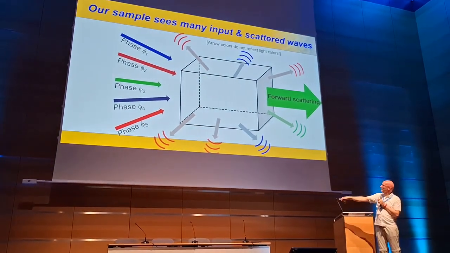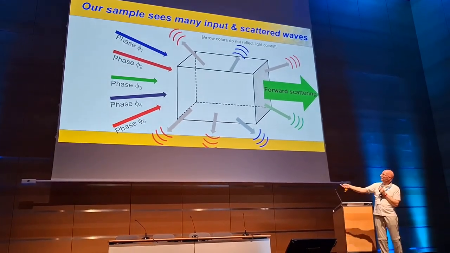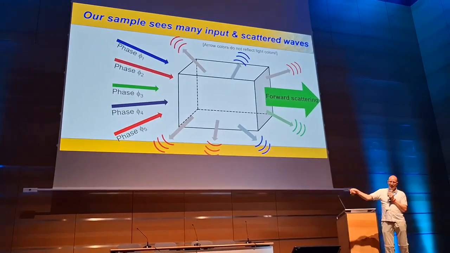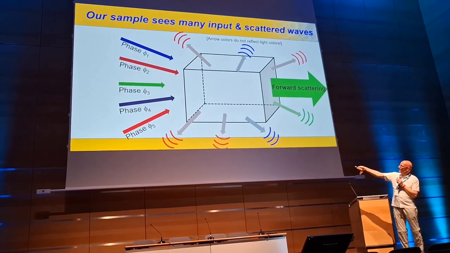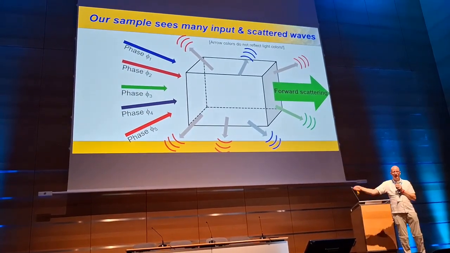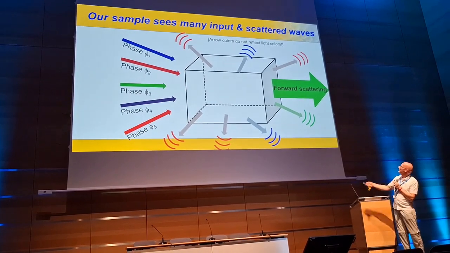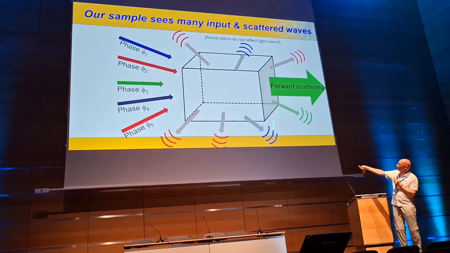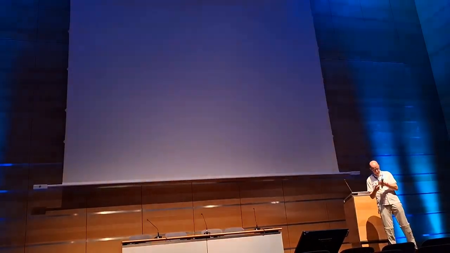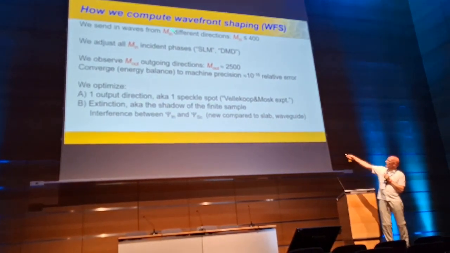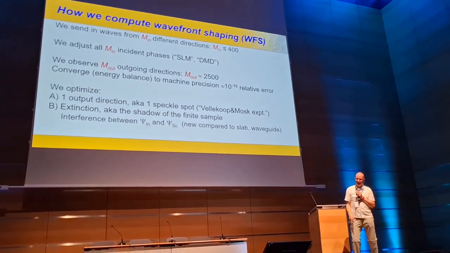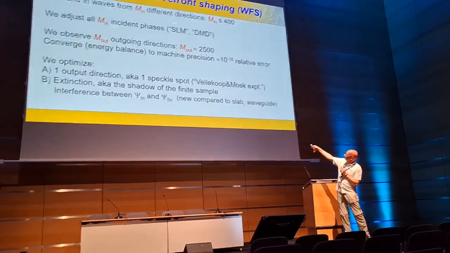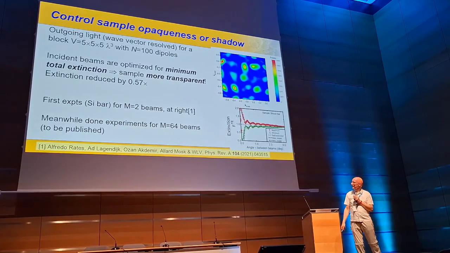Our sample in our calculation is, again, a block, and now we send in waves with different phases because we want the wavefront shape. Theoretically, you can invent any phase, or as many beams as you want. You can look in forward scattering, and you can look in all the directions that you want to go. So we send in waves from m different directions, which we can take to be at least 400. So this is effectively like having 400 pixels on our SLM by nearly 60%.